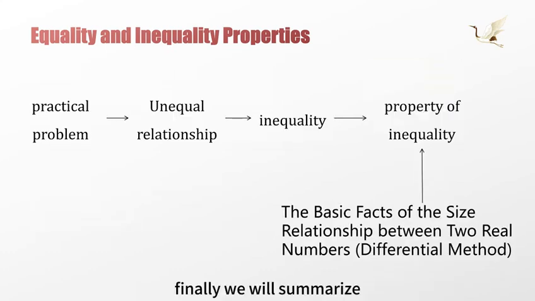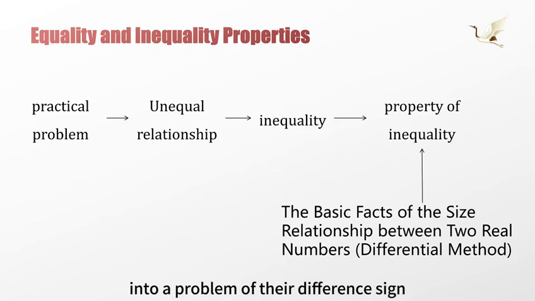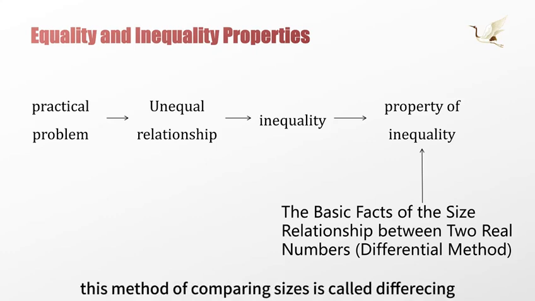Finally, we will summarize. In this class, we first reviewed how to abstract inequalities from the unequal relationships contained in practical problems. This is a mathematical abstraction process, which is the process of abstracting mathematical models from practical problems. Secondly, we have learned the basic facts of the size relationship between two real numbers. Its essence is to involve operations in the process of size comparison, transforming the problem of the size relationship between two real numbers into a problem of their difference sign. This method of comparing sizes is called the difference method.